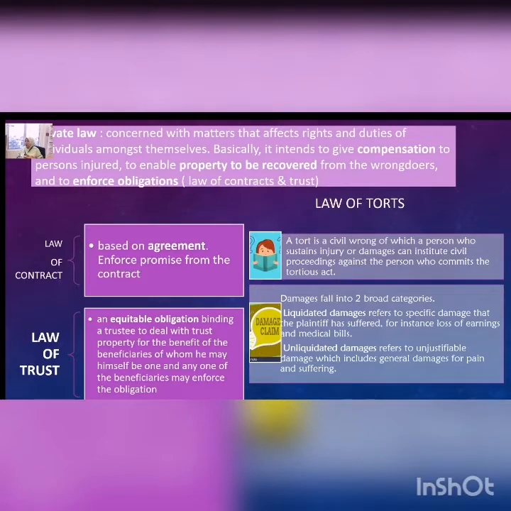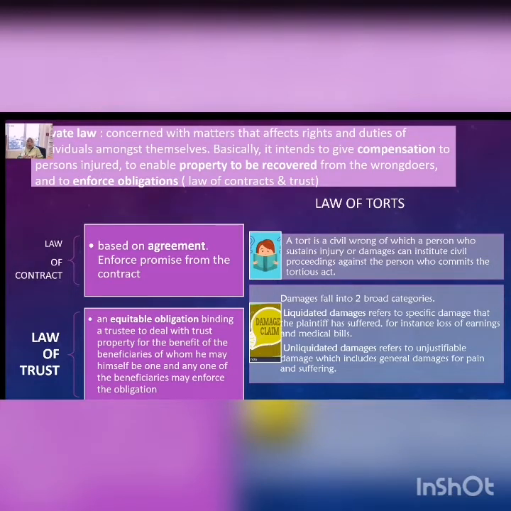For example, if a person went to Giant and there is a cleaner cleaning the floor, but doesn't put the warning sign, awas lantai basah, and that person falls. And untuk menyedapkan cerita, that person is also pregnant like Mia, and she had a miscarriage due to her fall. So what will happen? She can sue the cleaning service, okay, to give her the compensation. So, for the cost of her medical bills, for the cost of her suffering and etc.